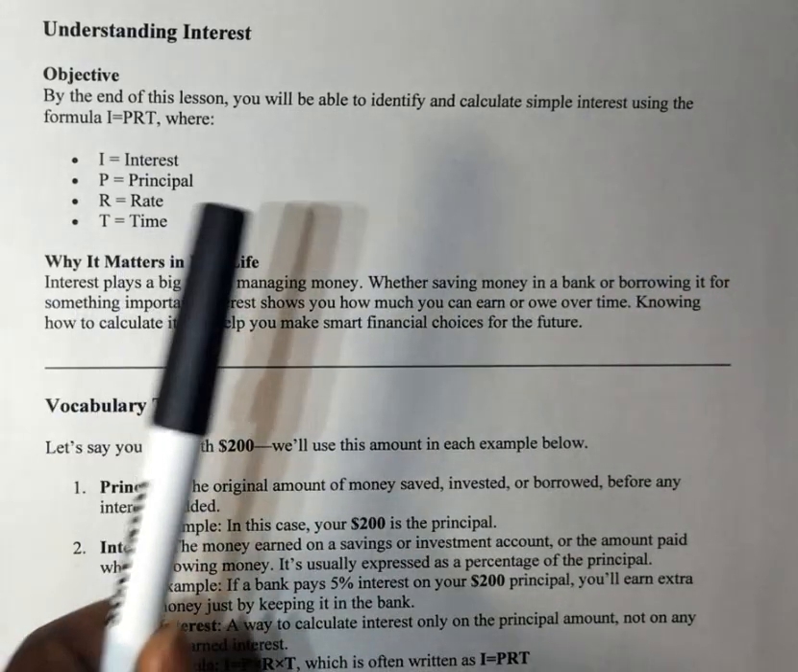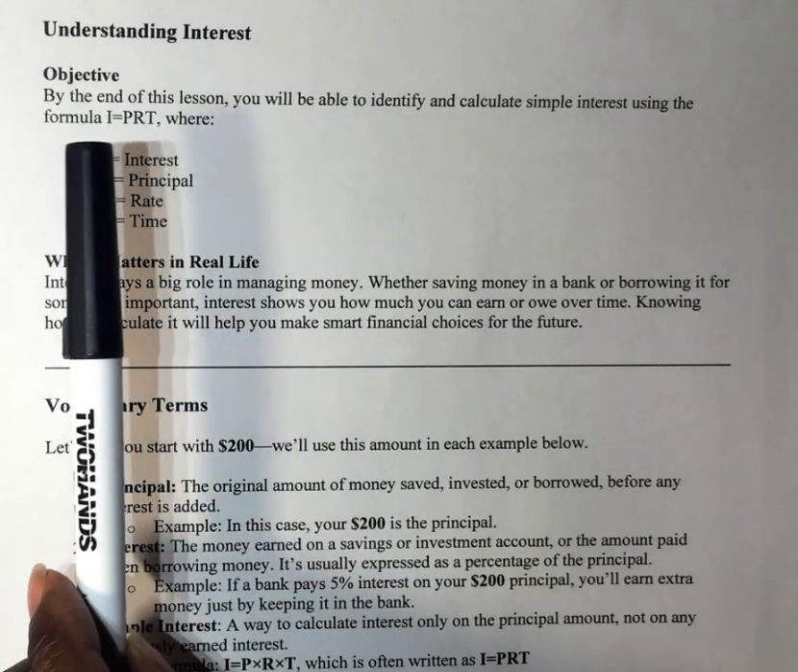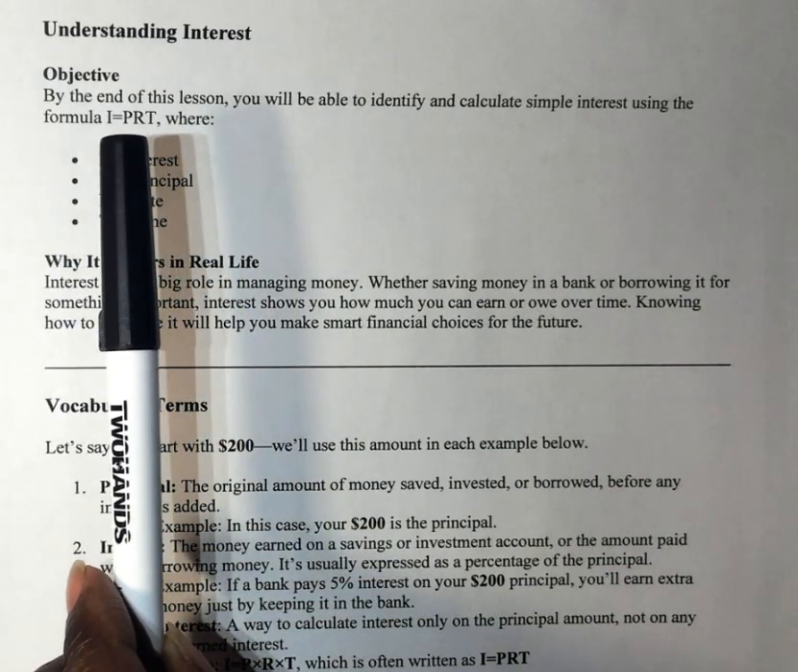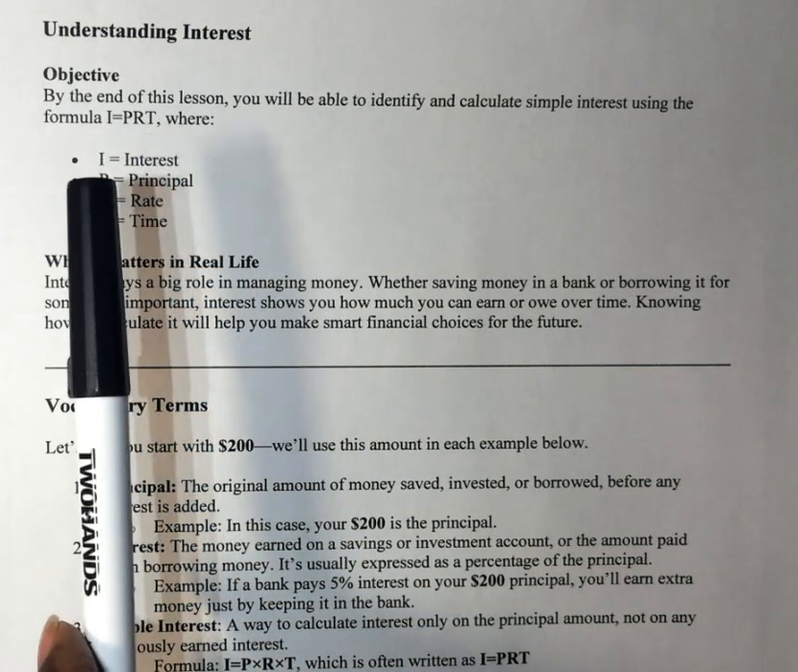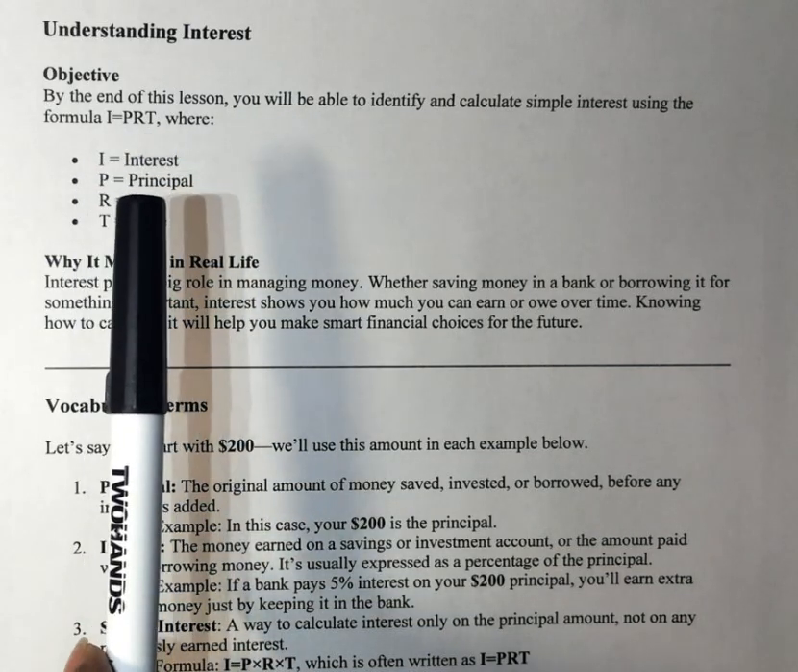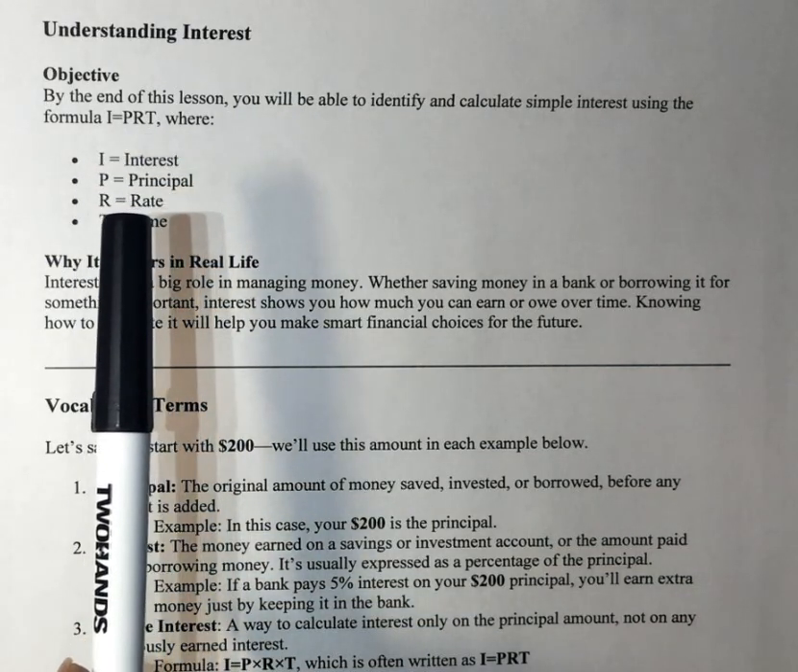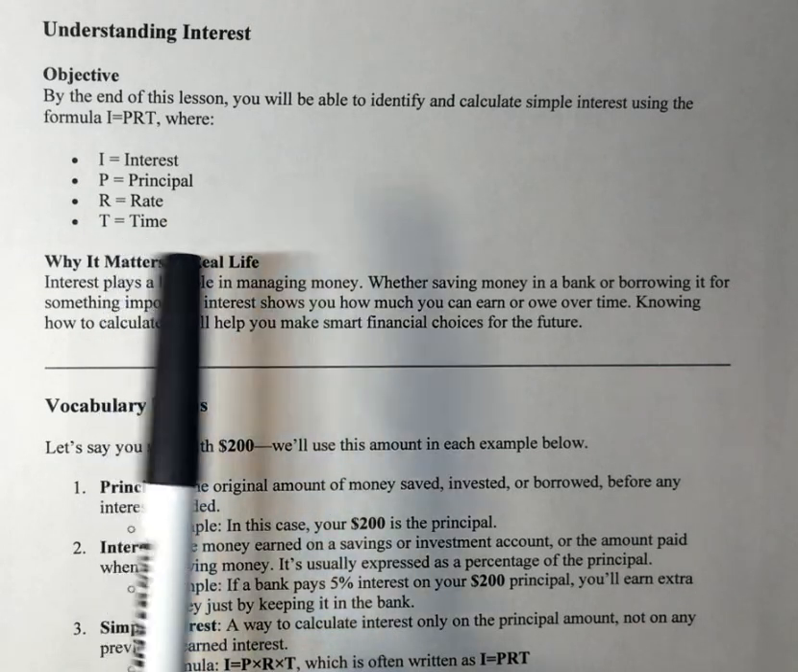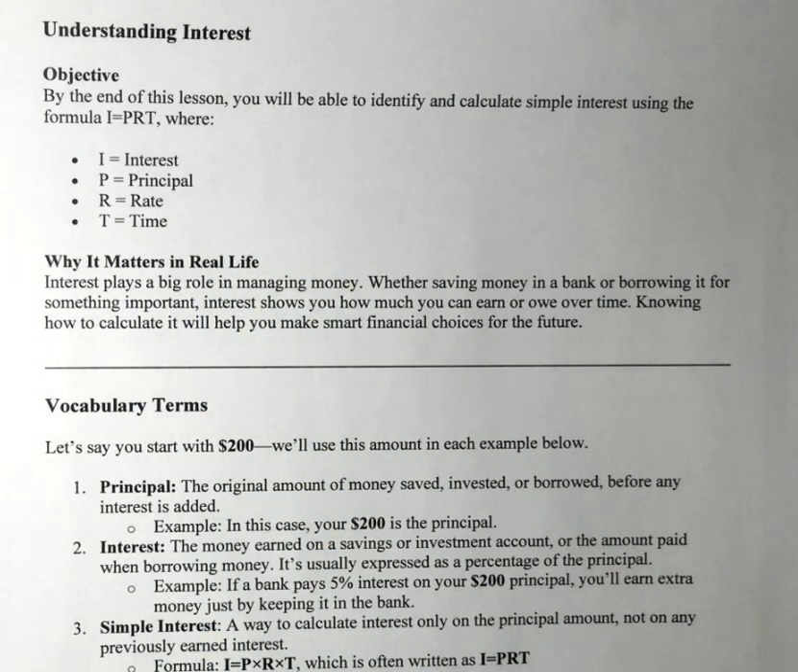So I would highly recommend writing this down. It is going to be I is equal to PRT. The I is for the interest, the P is going to be for our principal, the R is for our rate, and the T is for our time. The reason that we want to know this information is because it's going to help us to manage our money. If you are saving money or if you borrow money, you want to know how much is owed to you or how much you owe to someone else when we talk about our interest.